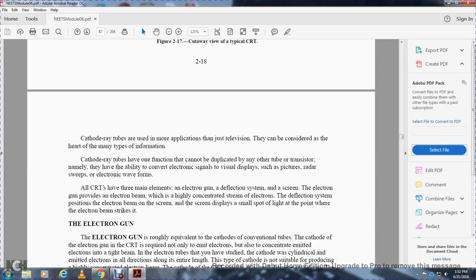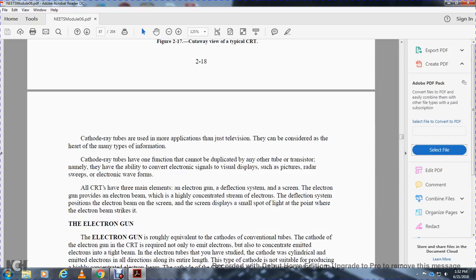The cathode ray tube is used in more applications than just television. The cathode ray tube has one function that cannot be duplicated by any other tube or transistor, namely the ability to convert an electronic signal to a visual display, such as pictures, radar sweeps, and electronic waveforms. Cathode ray tubes have three main sections: the electron gun, the deflection system, and the screen.